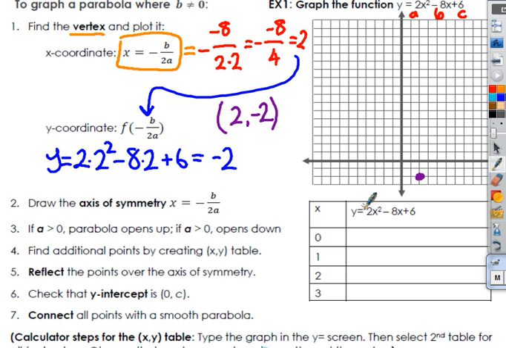And now we are at the step of drawing the axis of symmetry. Axis of symmetry is going to be a vertical line passing through the vertex. So I will draw a vertical line passing through our new vertex point. And the axis of symmetry will be an equation, x is equal to something. In this case, the x value is positive 2. So x is equal to 2 is the equation of our axis of symmetry.